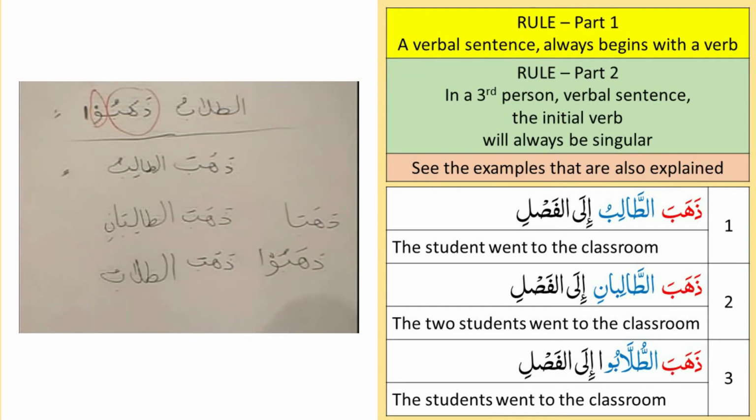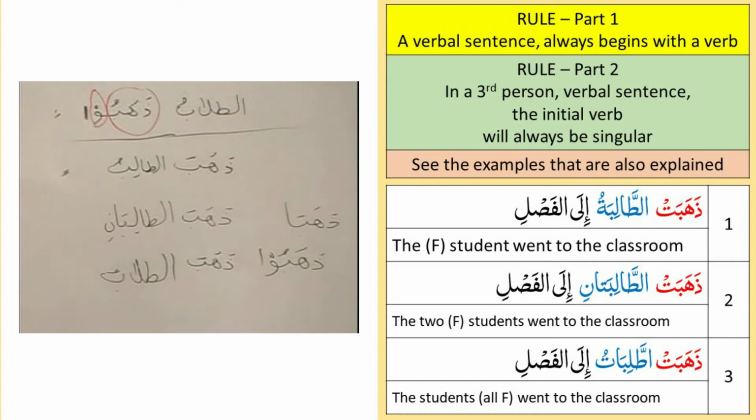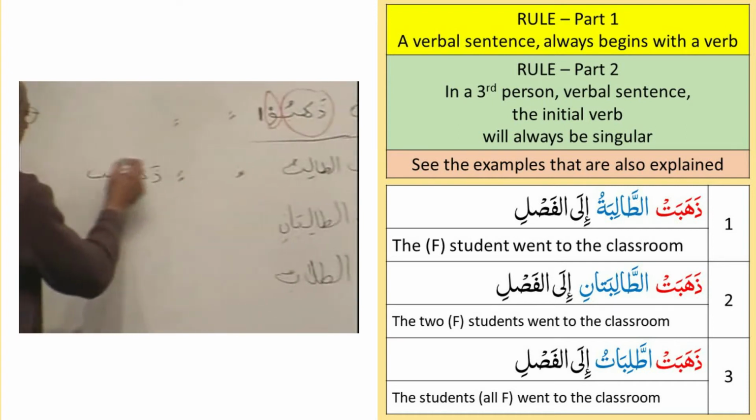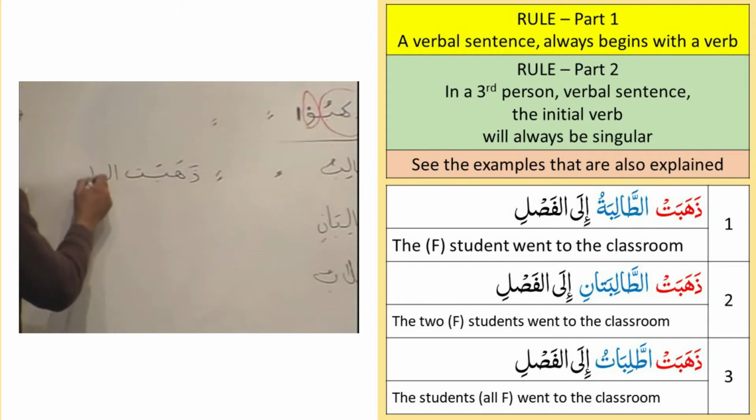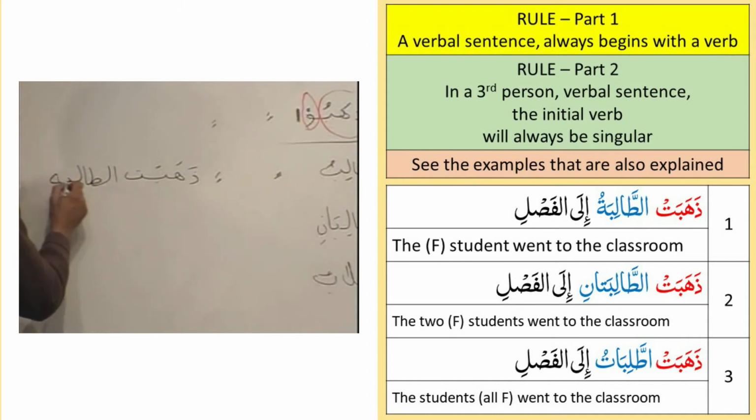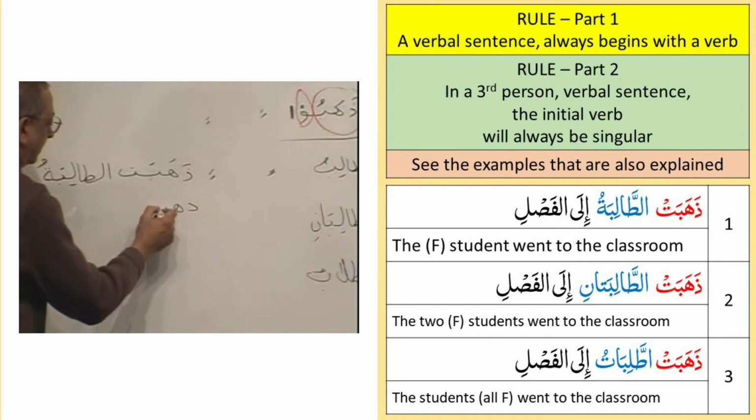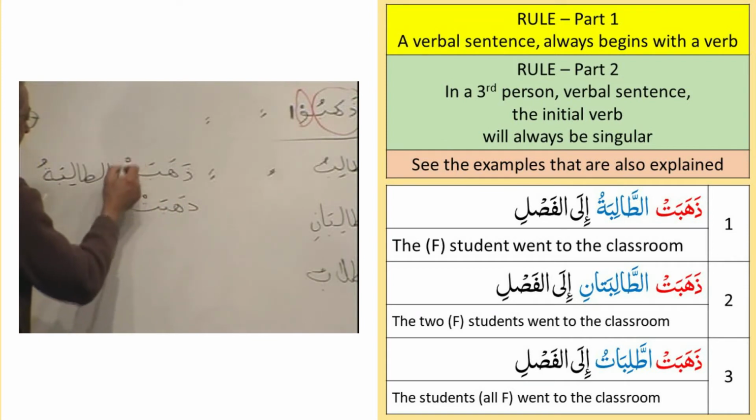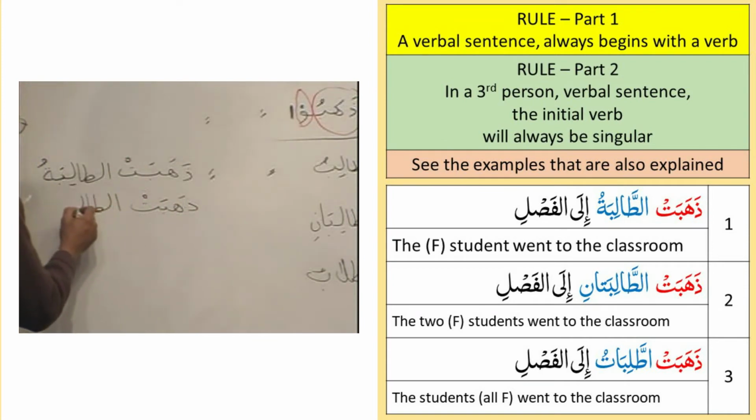Make it more nice. You want me to write it? I will write it. Okay, I will say here ذهبت الطالبة, and then I will say ذهبت الطالبتان. Now mind you, you will have to say ذهبت الطالبة. Are you with me? ذهبت الطالبة. You know that, okay?